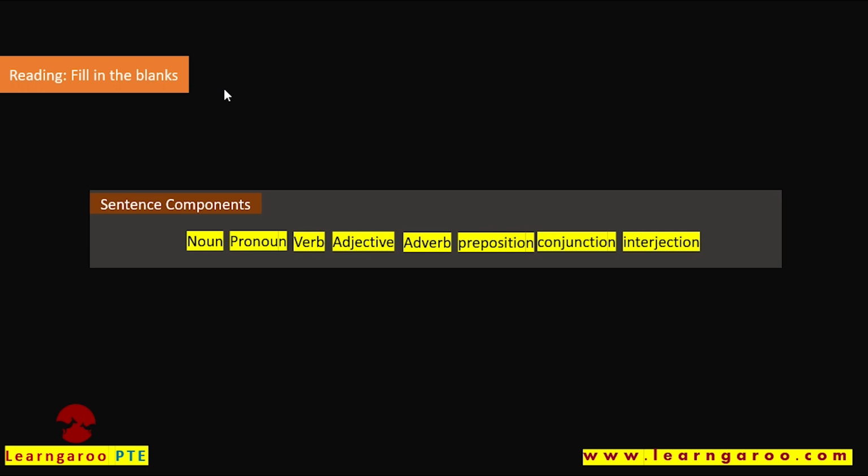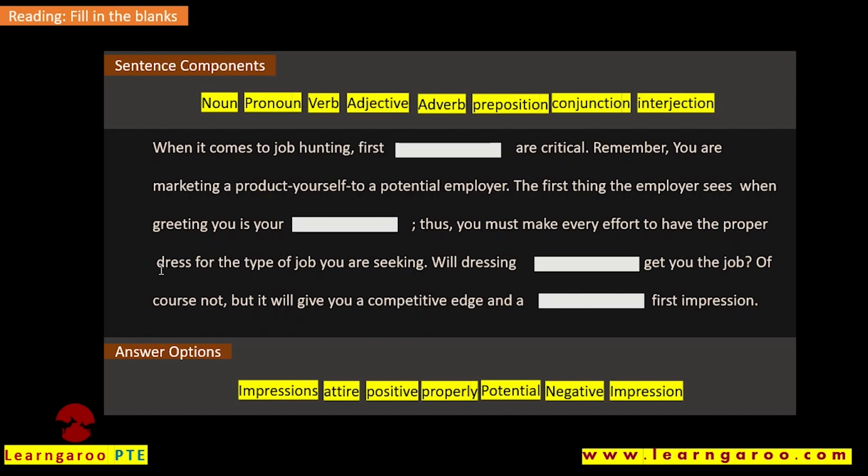In this class, we will learn how sentence components will help you to identify the correct missing word. In total, there are 8 different types of sentence components, and we'll discuss some of them in this class. Now let's start with the real exam question. This is how the question looks in the exam.